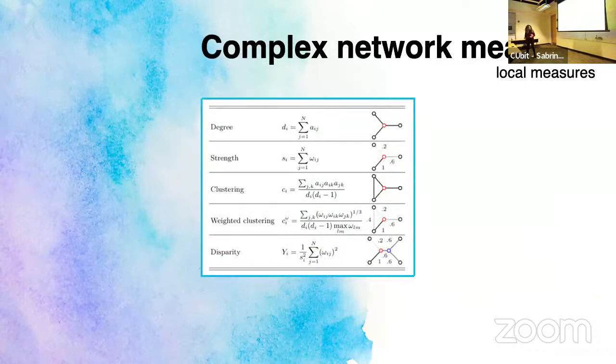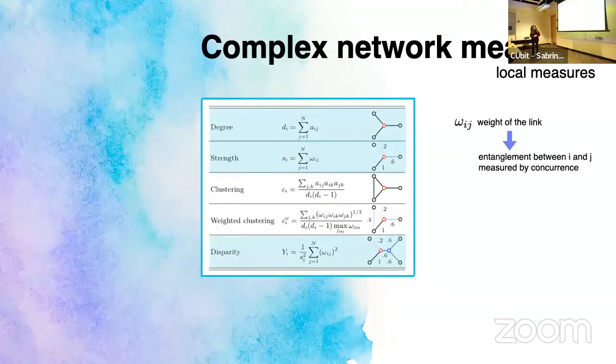And now, in order to proceed further, I have to introduce the measures that are very often used in complex network theory. In particular, I will talk about degree, strength, I will not talk much about clustering, but disparity, and then later on about communities, community detection. So let me define these quantities. Basically, I start with the degree, and actually even before defining, I have to mention that I indicate in the following with omega ij the weight of the link. In this case, it is the entanglement between i and j as measured by concurrence, but it could be something else.